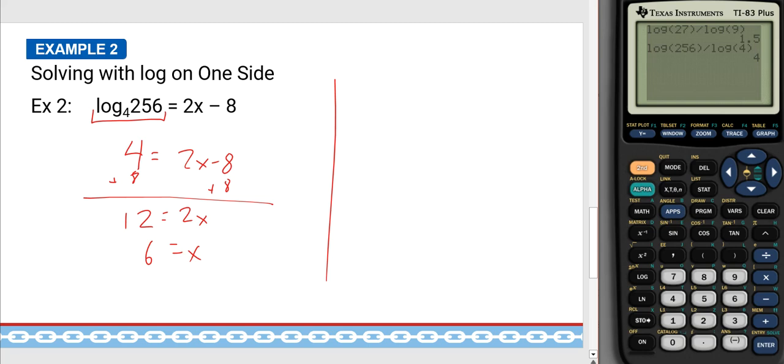Another way would be to label things out. Let me just rewrite it over here. Log base 4 of 256 is equal to 2x minus 8.